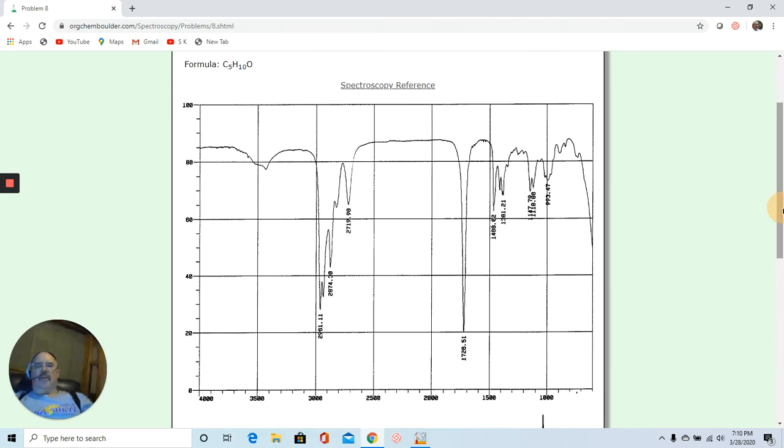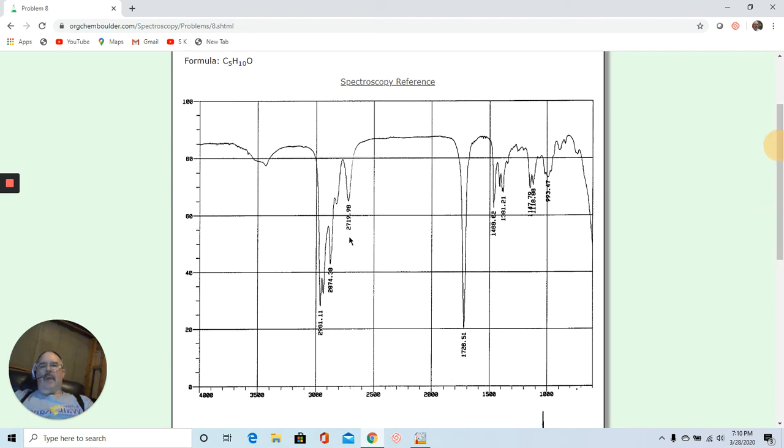Okay, this is a different functional group. 1728, that would indicate a carbonyl. We have one unsaturation unit. And we have our two stretches here, at about 2700 to 2800. That would imply an aldehyde.